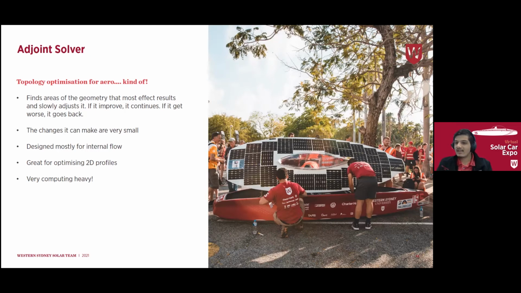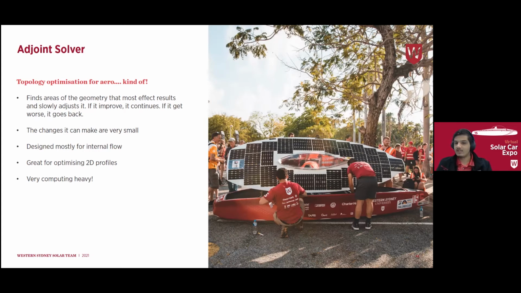Using this, it analyzes what areas of the geometry cause the biggest change in the results if changed. It then moves them around slightly to try and improve the design. If a change causes an improvement, it keeps going. And if it doesn't, it goes back and tries something else. In this way, it tries to iterate to find the most optimum aerodynamic shape.